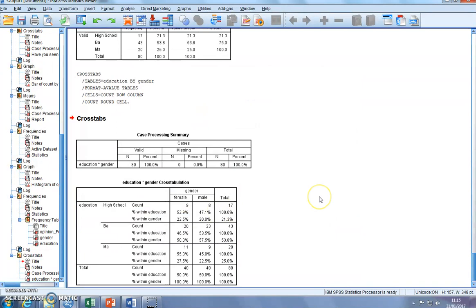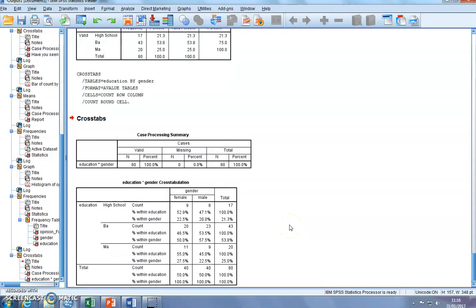And then OK. So here we have a cross-tabulation, a cross-tab, a frequency table for 2 variables. We are comparing gender with education. So we're looking at all the females and see how they are distributed across these educational levels, and we're doing the same for males. Again, we have the absolute numbers, which SPSS calls count. So 9 and 8, 20 and 23, 11 and 9.